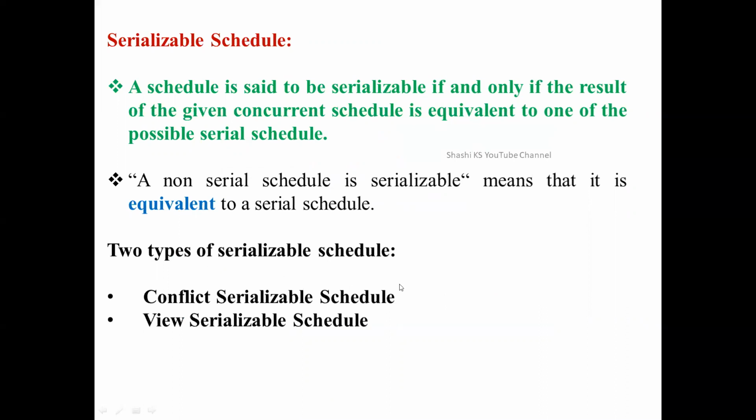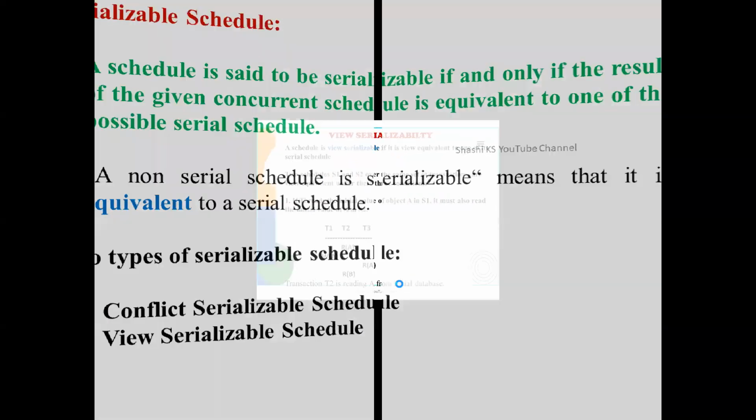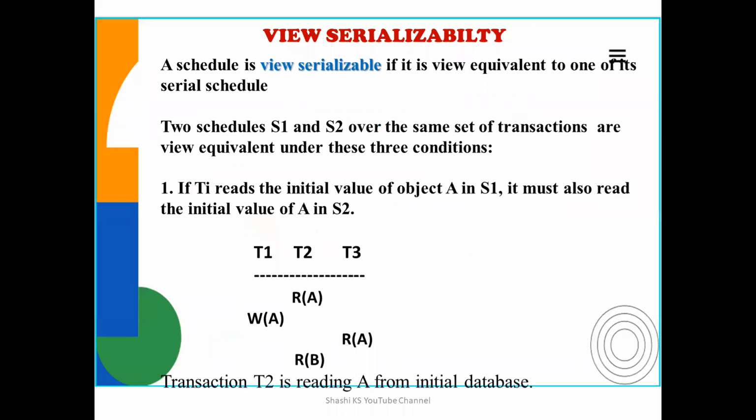There are basically two types of serializable schedules. One is conflict serializable schedule and the other one is view serializable schedule. We are going to discuss the topic of view serializable schedule in this video. So what is the meaning of view serializable schedule? A schedule is said to be view serializable if it is view equivalent to one of its serial schedules.